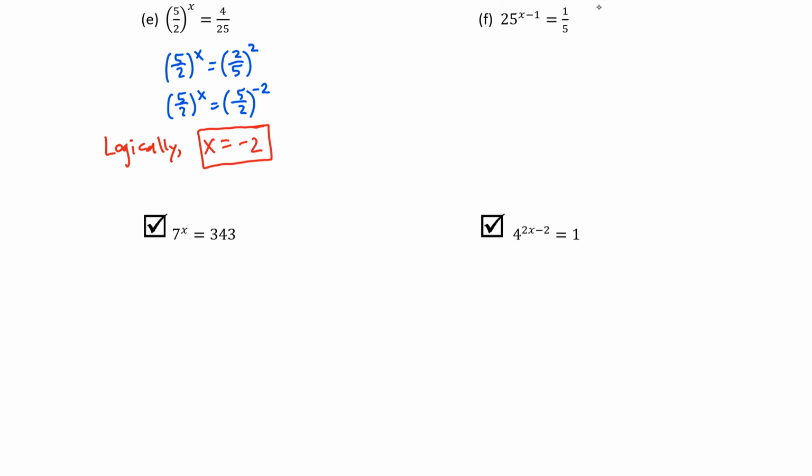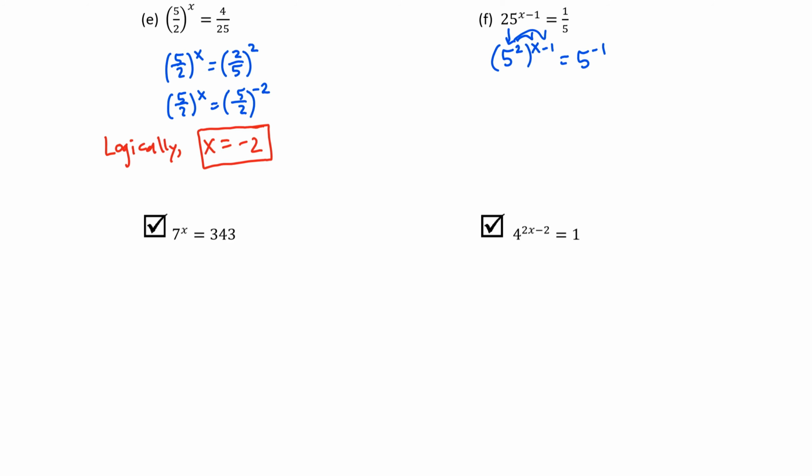I see base 25 on the left, and I see a 1/5 on the right. Well, we know there's a common base between 25 and 5. Of course, that's 5. So I'm going to rewrite the 25 here as 5 squared, and then I'm going to keep the same outside exponent. So the 25 becomes 5 squared, the outside exponent stays the same. Now, 1/5 could be rewritten as 5 to the negative 1 power.